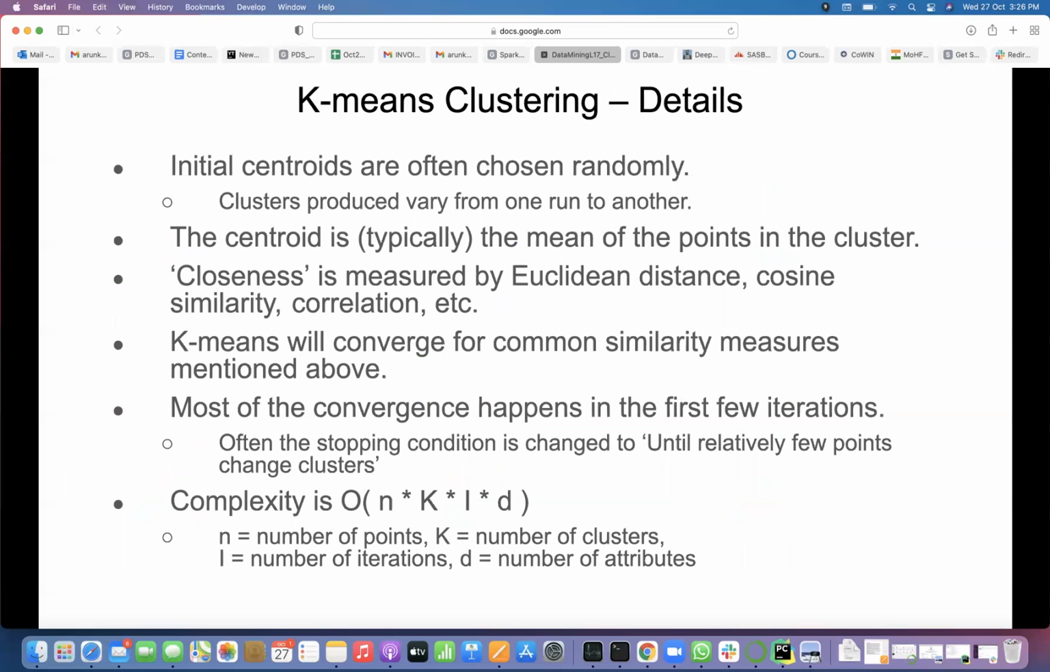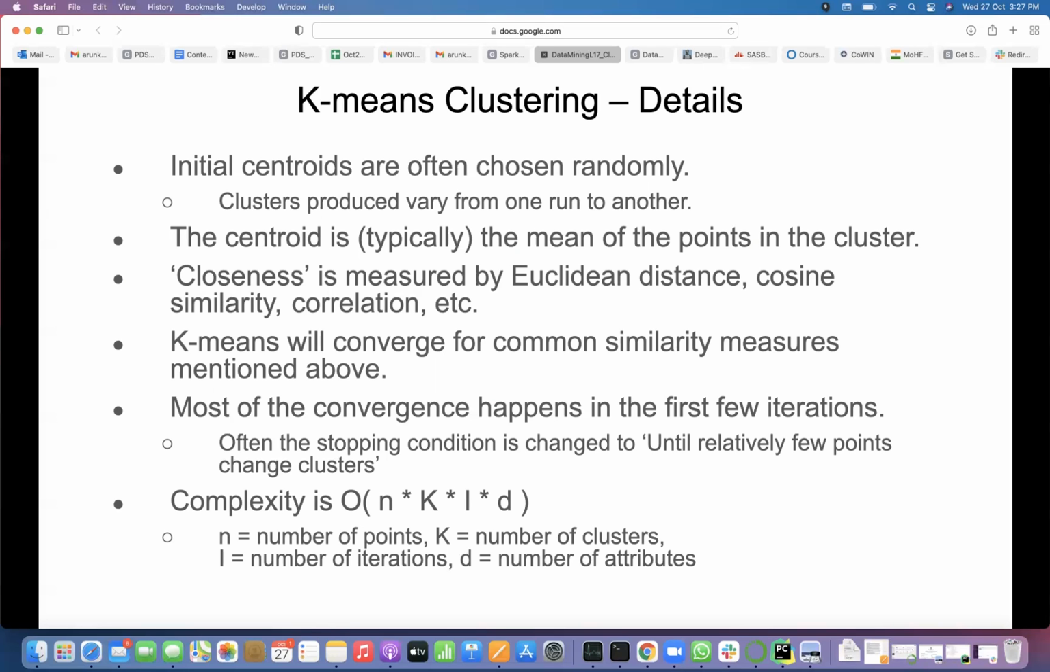Initial centroids are often chosen randomly. How do you select your initial centroids? Choose them randomly. Clusters produced vary from one run to another, so all of us may not get the same clusters, because it depends on the initialization of your centroids for the first iteration. The centroid is typically the mean of the points in the cluster. Closeness is measured by Euclidean distance, cosine similarity, correlation, etc.